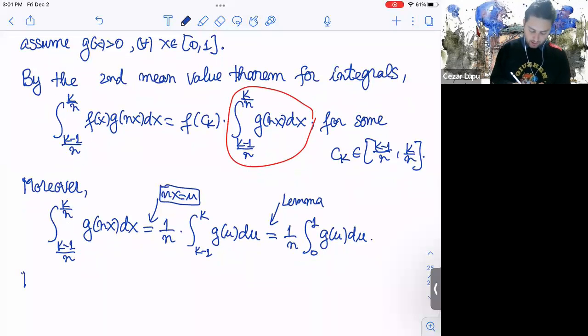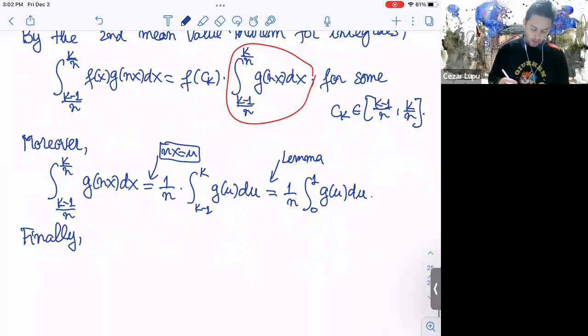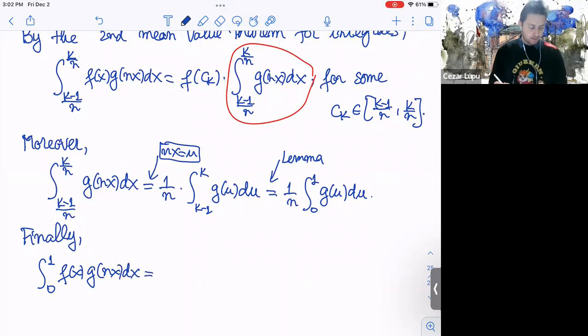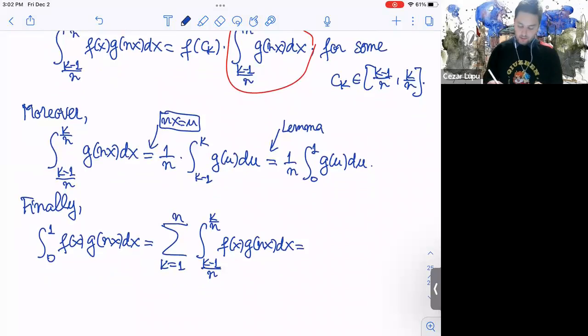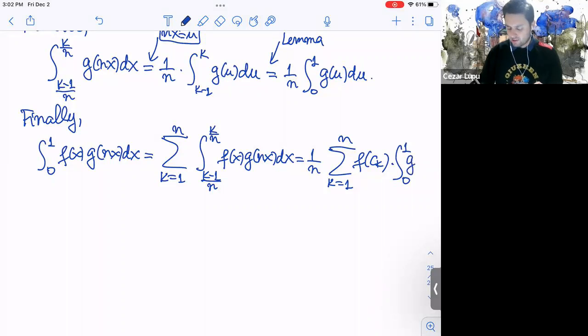All right, beautiful. So finally, the integral from 0 to 1 of f of x times g of nx dx is nothing other than the sum of 1 over n times f of ck, times the integral from 0 to 1 of g of t dt. Anyway, the variable doesn't really matter. For some ck in this interval.